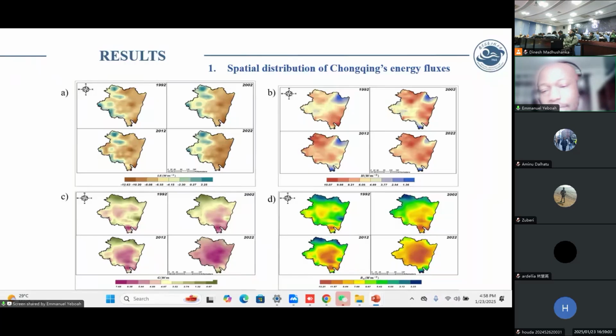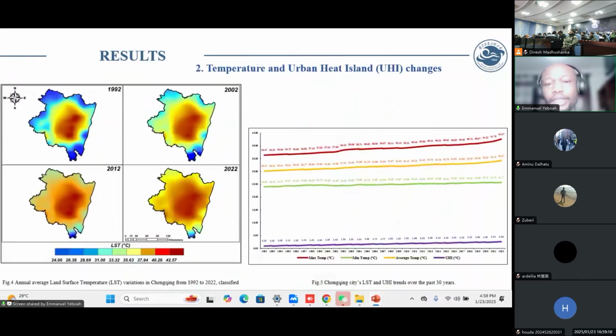sensible heat, ground heat, and net radiation tend to be more prominent from the city center as time goes on. That is because of the impervious surface and the kind of materials used in constructing the cities. Now, this has resulted in higher temperatures from the city center to suburban areas. If I say impervious, I mean built-ups, the urbanized areas. You can see that the heat is mostly concentrated in the city center where built-up areas are more prominent. And as time goes on, it's spreading to the suburban and then the rural areas.